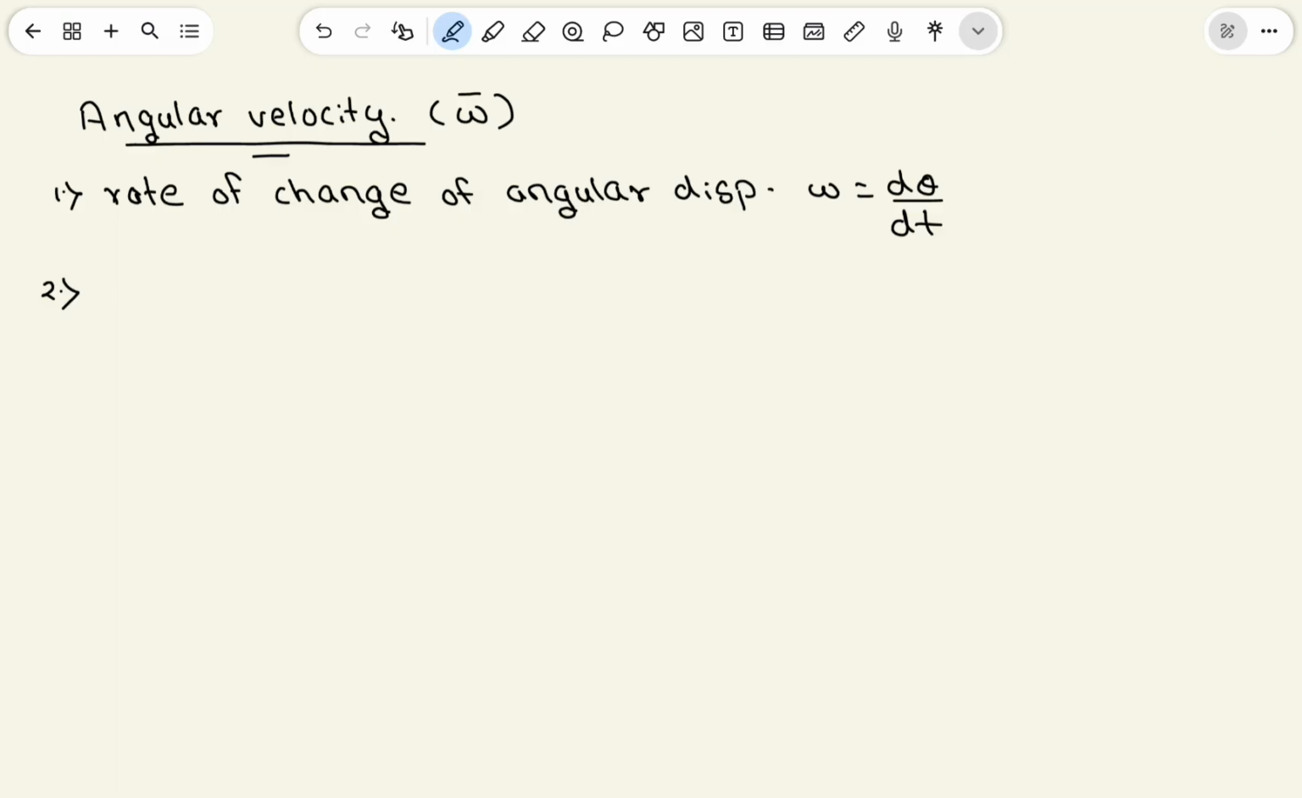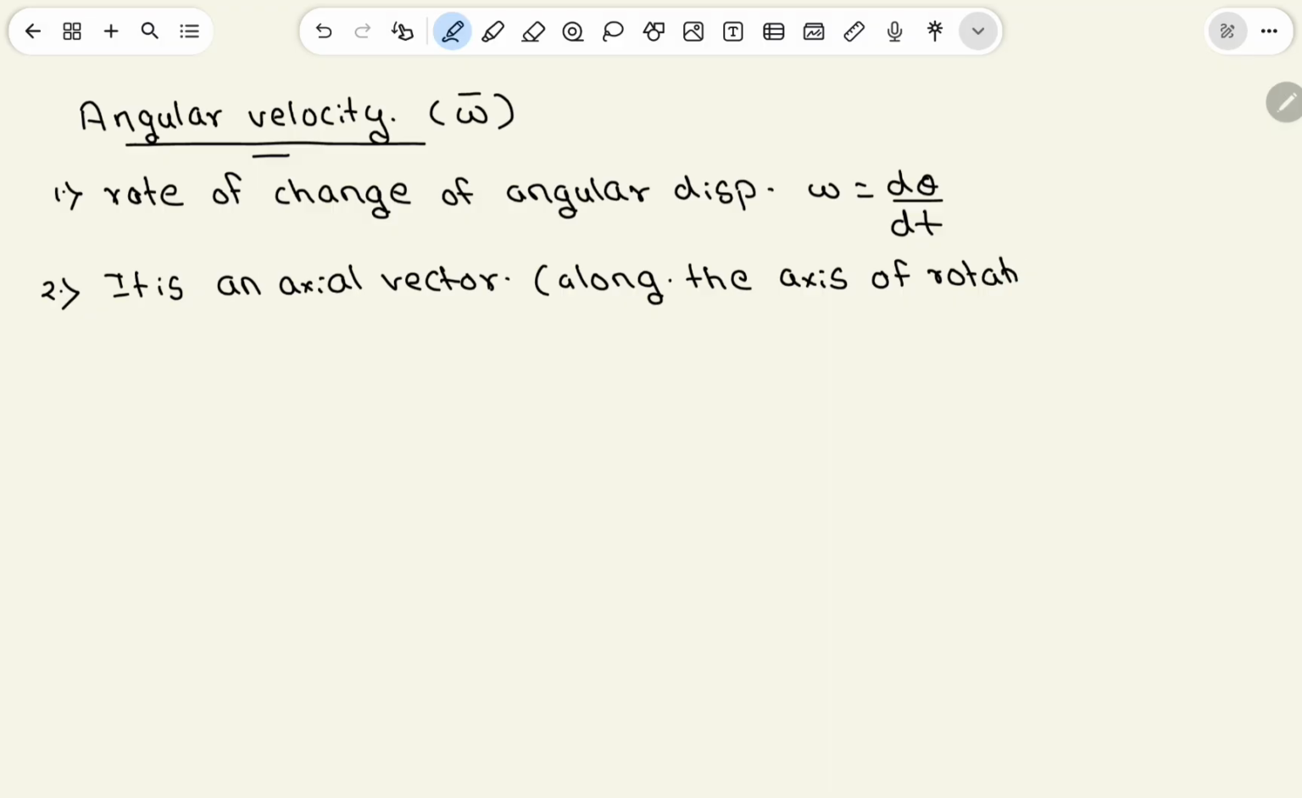Now, second, it's a vector quantity. Therefore, we should be able to find out its direction. We should be able to find out the direction of the omega bar. Now, before finding the direction of omega bar, the first thing that we need to know is that it is an axial vector, which means that it will always be along the axis of rotation. It will always be along the axis of rotation of the body.